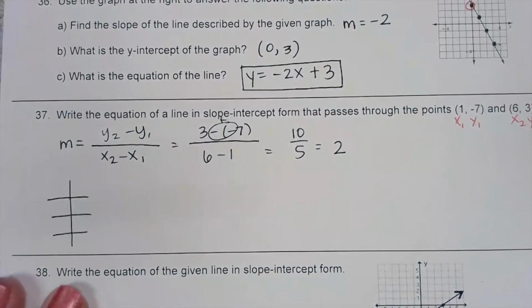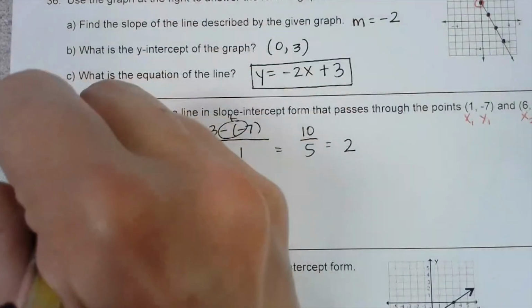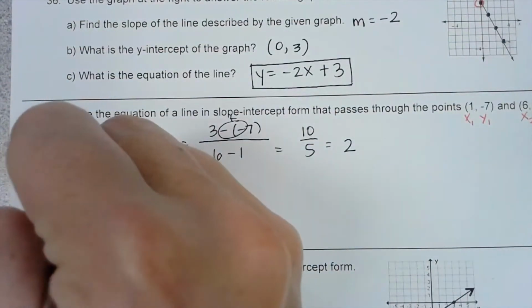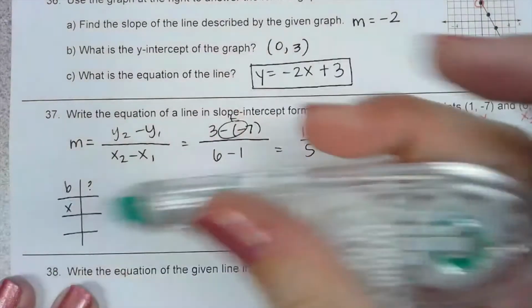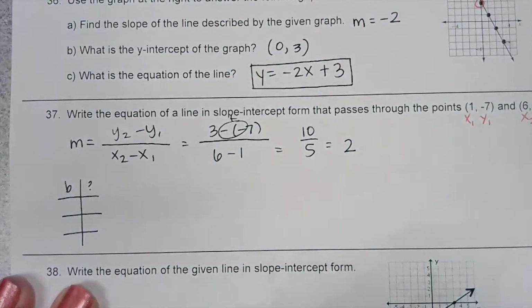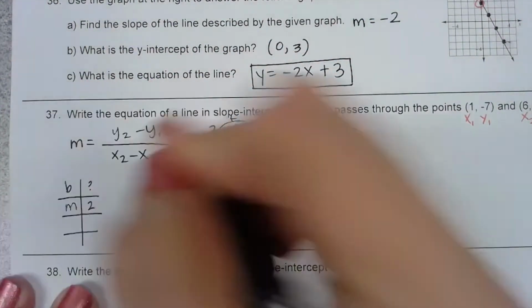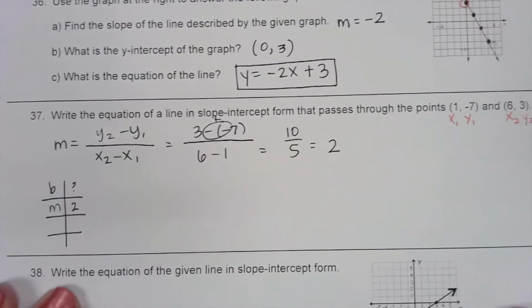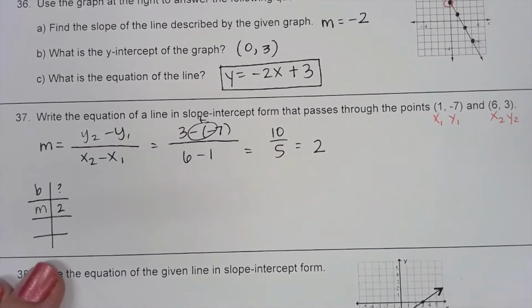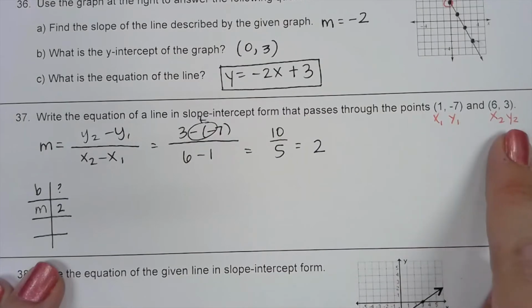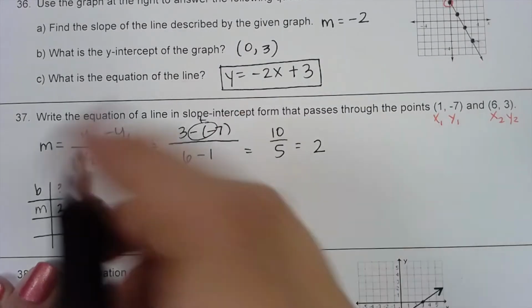This is just a way of organizing your letters in case your teacher didn't teach it to you this way. So B is the thing you're still trying to figure out. BMXY. So M is the slope of the line. So for this one, you got that the slope was 2. And then for the X and the Y, it doesn't matter which numbers you pick. Some people pick this one, some people pick this one. No matter which point you pick, you'll get the right answer to the question.